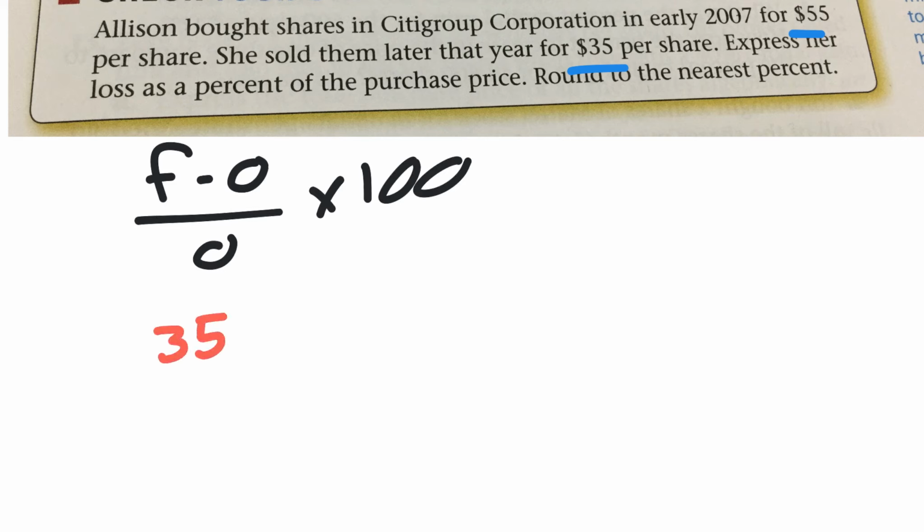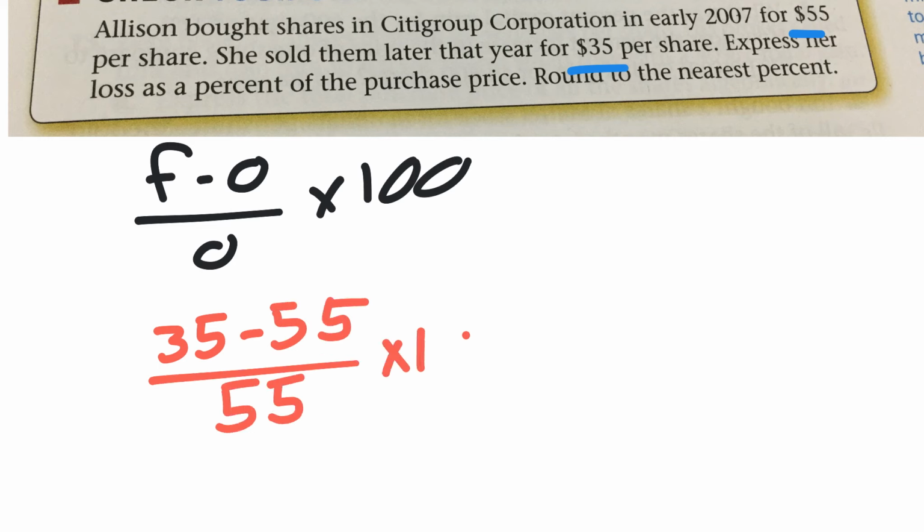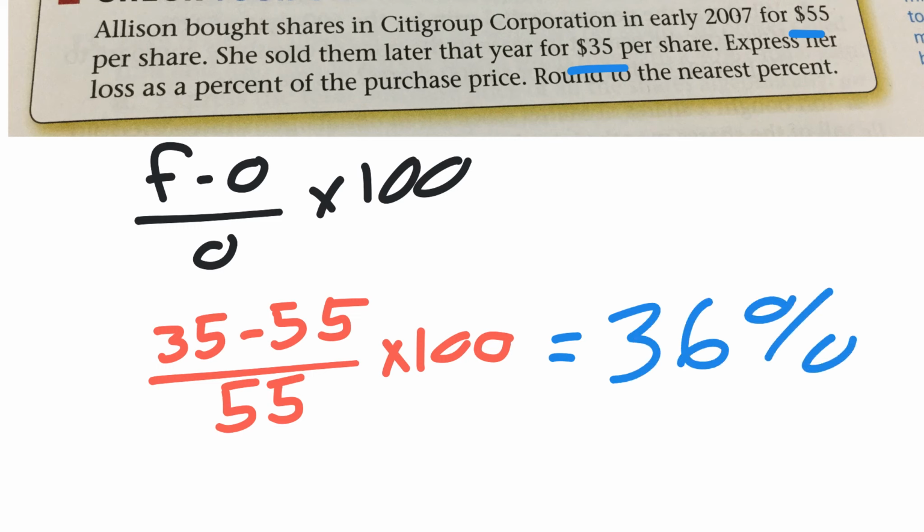So the final price was $35 minus the original price of $55 divided by the original $55 times 100. So 35 minus 55 is negative 20. 20 divided by 55 should give 0.36 or somewhere about that. And so you should find that it was a 36% loss.